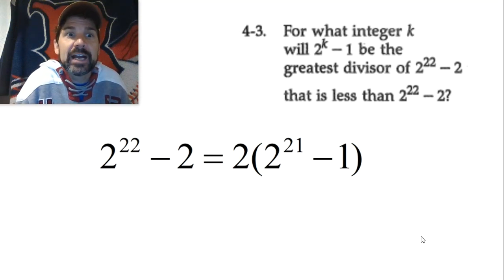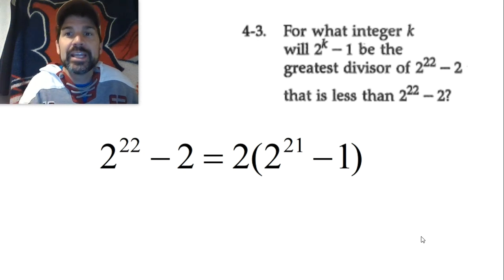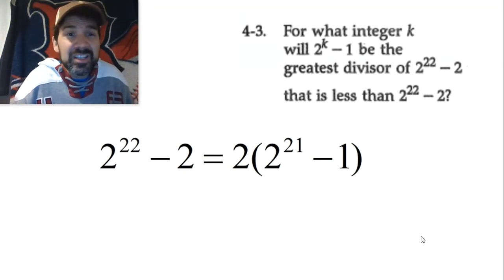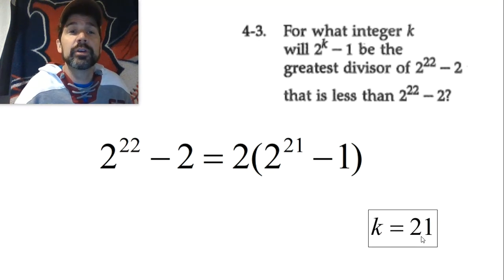You're looking for a divisor, or a factor. So 2 to the 21st minus 1 is a factor of 2 to the 22nd minus 2. So k is simply 21. That was a nice, quick, easy one for number 3.